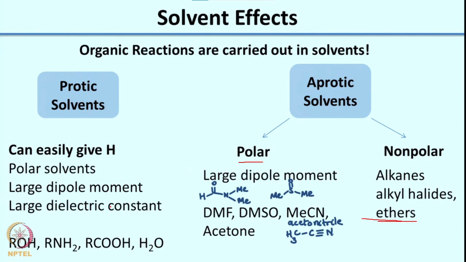Then we have discussed, in today's lecture, the solvent effect. There are two types of solvent, that is protic and aprotic solvent. Protic solvents are solvents which can easily give an H plus ion, and these solvents are polar solvents. Large dipole moment and large dielectric constant is there. In aprotic solvent we have polar and non-polar solvent. Polar will have the large dipole moment, and examples of polar aprotic solvents are DMF, DMSO, acetonitrile, acetone. And non-polar aprotic solvents are alkanes, alkyl halides, ethers.